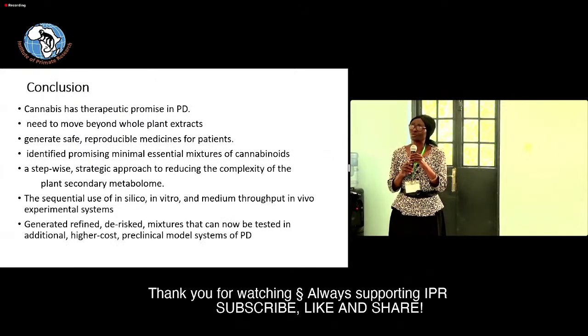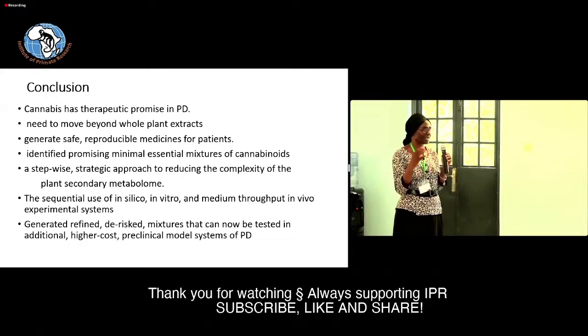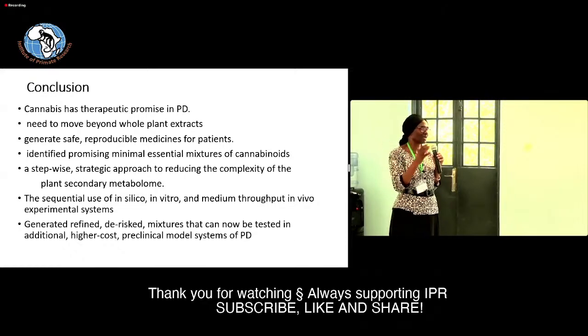So in conclusion, cannabis has therapeutic promise in Parkinson's disease, but we need to move beyond the use of the whole plant, but not lose the entourage effect, the synergistic effect. There is an attempt to come up with mixtures. So instead of isolating the active principles and losing the synergy, this publication promotes the attempt to get minimum essential mixtures that can be used and can eventually go into pharmaceutical production.